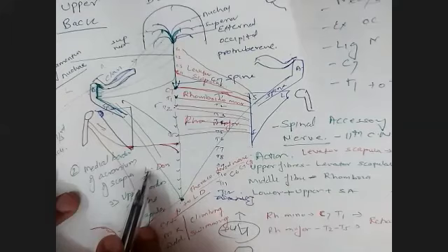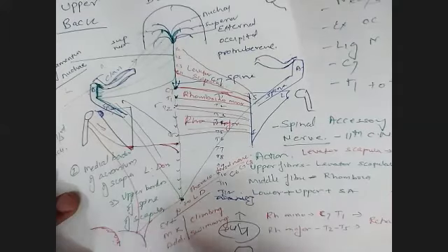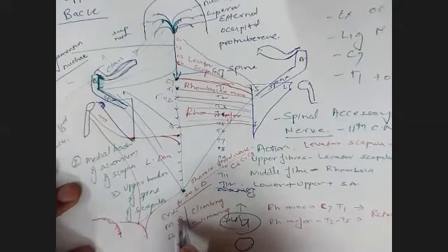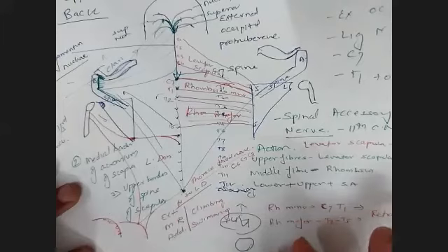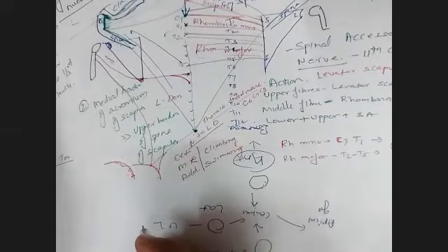Latissimus dorsi, the action is adduction, medial rotation, and extension, as in climbing and swimming. Violent expiratory acts like sneezing, vomiting. And it steadies the inferior angle of the scapula. So that's all about the muscles of the back.